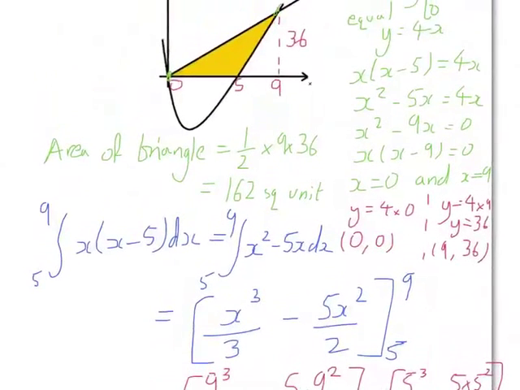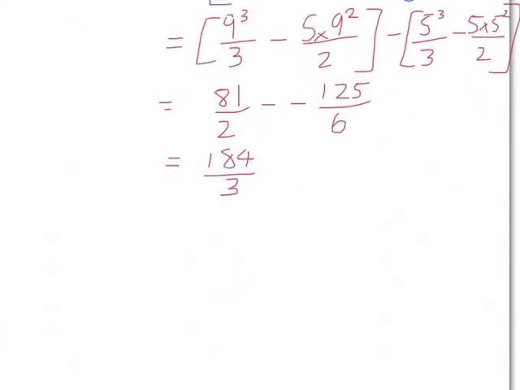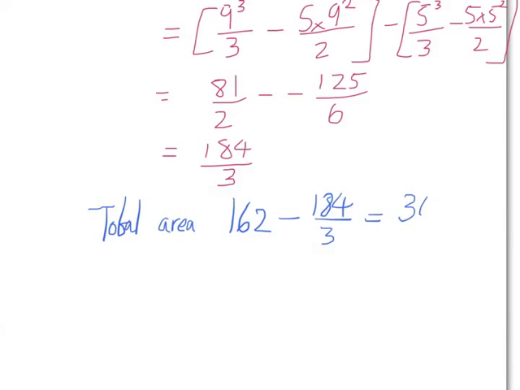So now we know that this section here is 184 over 3. We know that the area of the triangle is 162 square units. So the final area of the orange section, the total area, is going to be 162 minus 184 over 3, and that is equal to 302 over 3 square units.